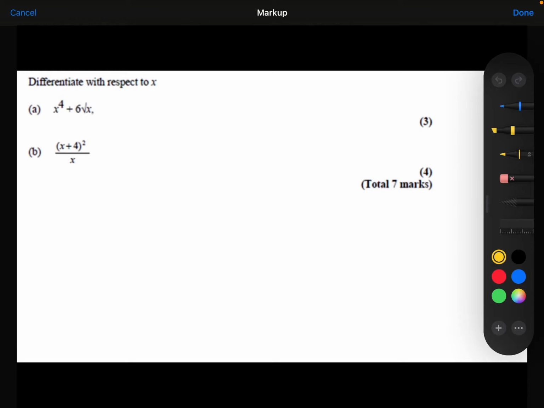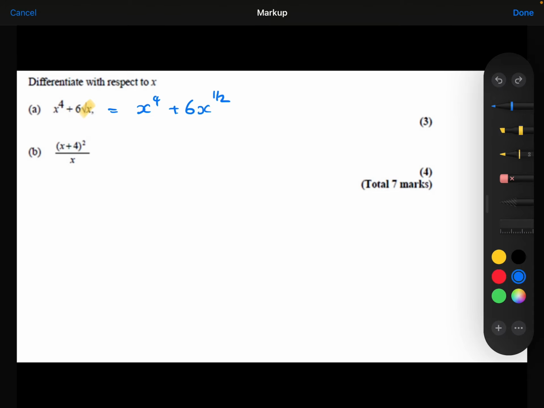Differentiate with respect to x, x to the power 4 plus 6 root x. So first thing I need to do is write this in a form where it can be differentiated. So I'm going to take this square root x and I'm going to rewrite it as 6x to the power of 1/2. Square root is the same thing as a power of 1/2.